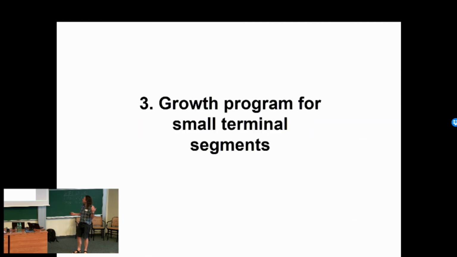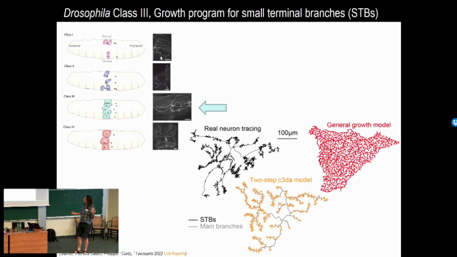And then finally, just to give you another example, we also looked at these class 3 dendrites that have these clustered branch points. This looks like no other dendrite you've probably seen before. And if you model this with the class 4 kind of outgrowth, you get a completely wrong space filling. And so here we have to implement a two-step growth model.